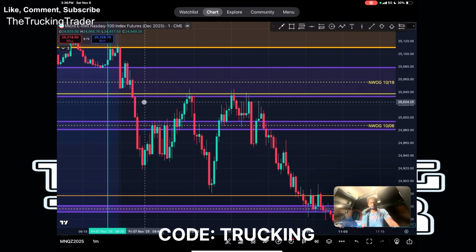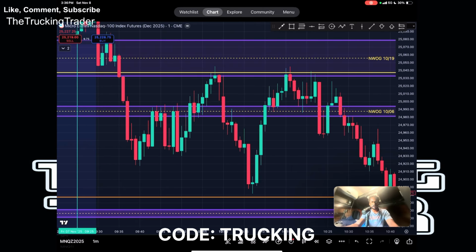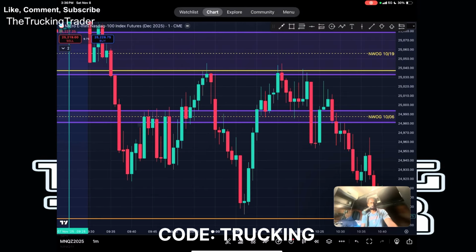So this right here, what I'm looking at, this is 9:30. We get a drop as soon as the market opens. Then we go into consolidation. Notice how this new week opening gap is holding price down for a little while. Now, why is it doing this? Well, it's building liquidity in here.